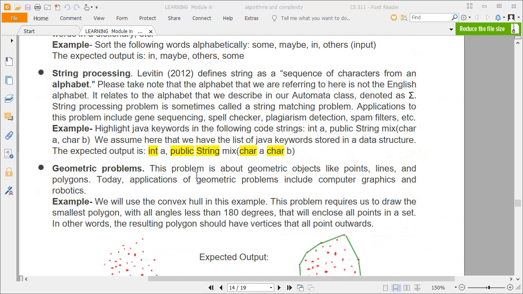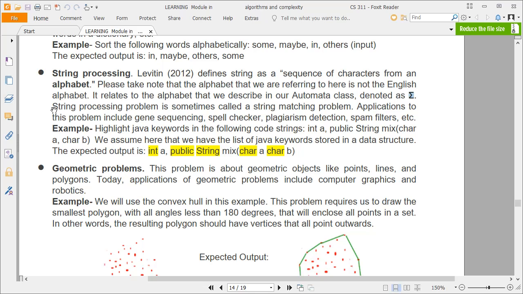The next type of problem is string processing. First, we define what is a string. It is a sequence of characters from an alphabet. Please take note that the alphabet that we are referring to here is not the English alphabet. It relates to the alphabet that we describe in our automata class, denoted as sigma. This string processing problem is sometimes called the string matching problem.